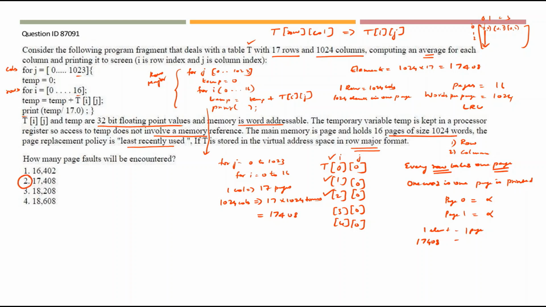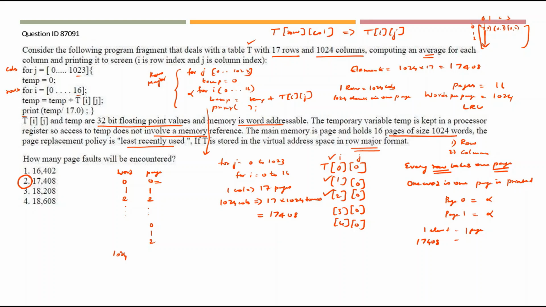So let me again tell you, take this to be word and take this to be the page. 0th word in 0th page, first word in first page, second word in second page, it goes on. After completing 16 pages, I have to start with 0, 1, 2 again, and the word will be continuing till 1024. Least recently used means whatever page I referred before, that page has to be referred again. This loop does not give that possibility. For that reason, I am accessing a new page every time I access an element.